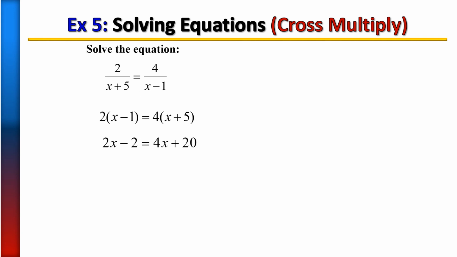Next, I'm going to combine like terms, combine my x's with the x's and the regular numbers with the regular numbers. That's going to involve subtracting 4x from each side and then adding 2 to each side. Next, I'm going to divide by negative 2, and x equals negative 11. So there you have it. I've solved the ratio and proportion problem using cross multiplication, or what we call a rational equation using cross multiplication.